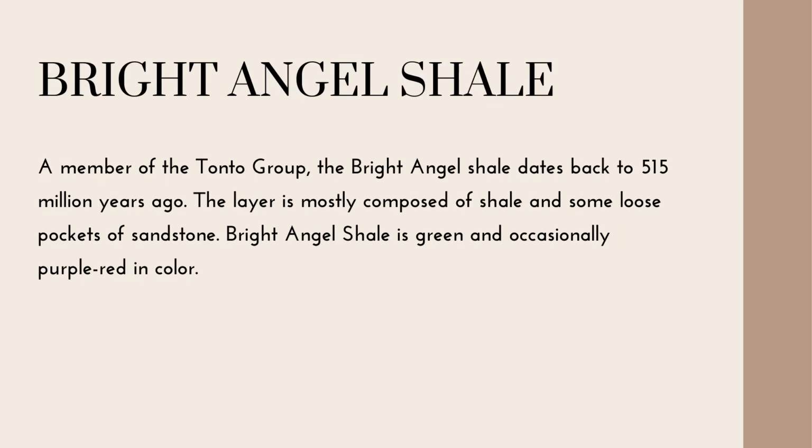The Bright Angel Shale. A member of the Tonto group, Bright Angel Shale sits right upon the massive Great Unconformity. This loose layer dates back to 515 million years ago and is known for composing the surface of the immense Tonto Plateau. This layer is made of shale and some loose pockets of sandstone. Bright Angel Shale is green and occasionally purple-red in color.